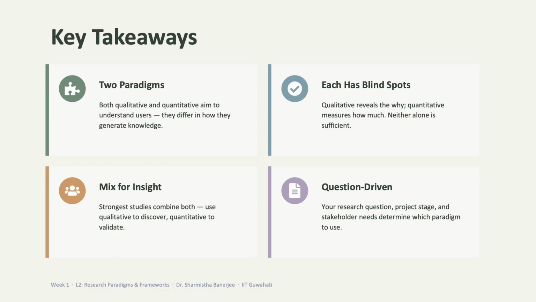Each has certain blind spots, and we most likely need to do both of them in order to not have the blind spots. So mix for maximum insight. The strongest studies combine both qualitative to discover and quantitative to validate, and you can also run them in parallel if the context allows that. Let your question guide you. Your research question, your project stage and your stakeholder needs should determine which paradigm you should use.